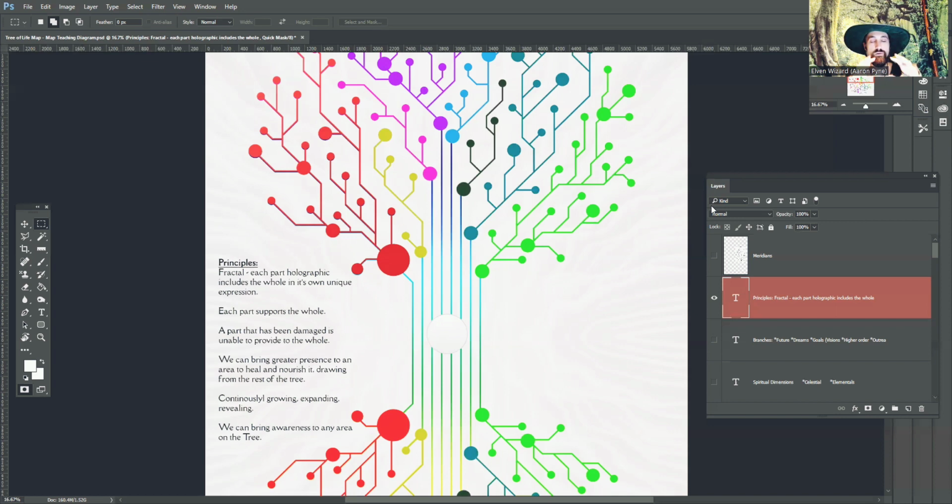For example, the pattern of a leaf is holographic of the whole tree. There's a similar pattern, a similar structure, right? An oak leaf holds the pattern of the entire oak tree within it. An oak seed, an acorn, holds the wholeness of a tree within it. It's unique, but it holds the whole within it. That's the fractal principle of the universe.